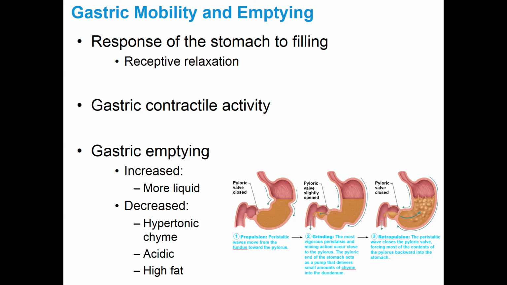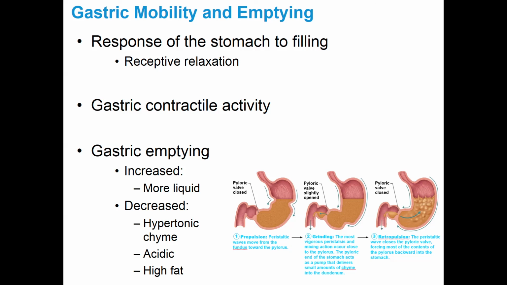so the concept of gastric emptying. So in terms of the response of the stomach to filling, one of the things that the stomach has to be able to do, so I mentioned that the stomach, if it doesn't have anything in it, only holds about 50 milliliters, but when it's full, it can hold up to 4 liters. And so in order to accommodate that much, the stomach has to be able to relax. So there's a couple different types of relaxation.